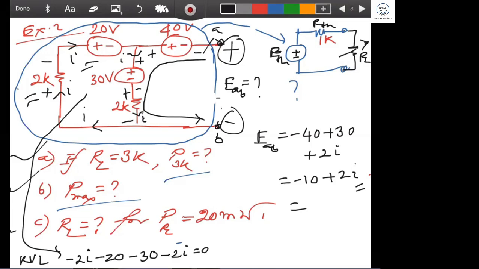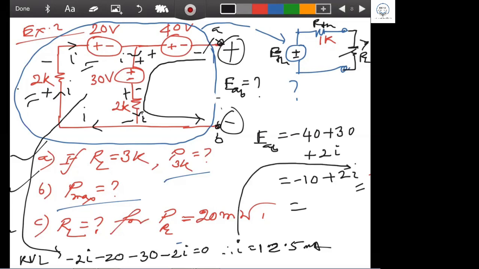Now, can you tell me what is the I coming from here? Anybody can calculate. So 4I equal to 50. If 4I equal to 50, I will be equal to what? 50 by 4, equal to 12.5 milliampere. So this is the I current, and this I current you have to substitute into this equation.